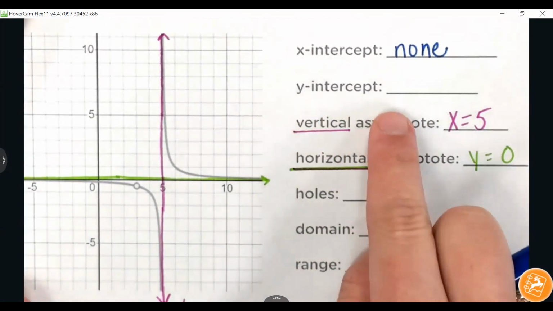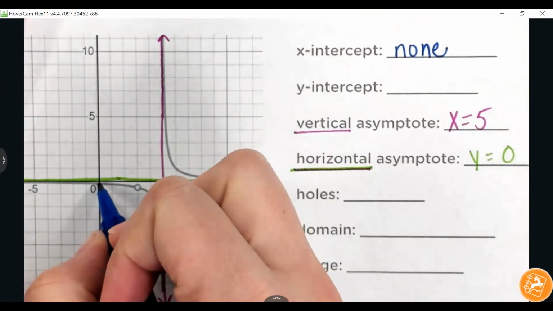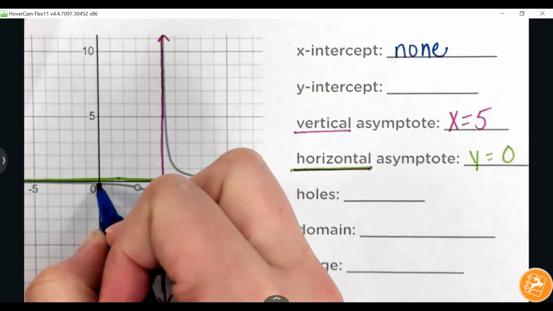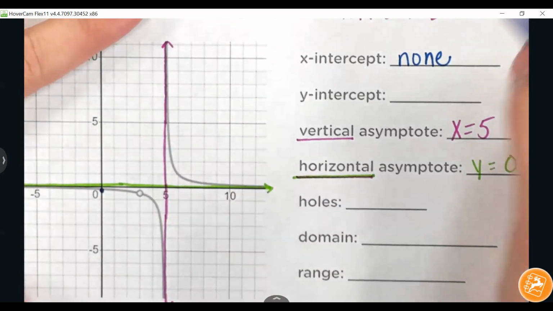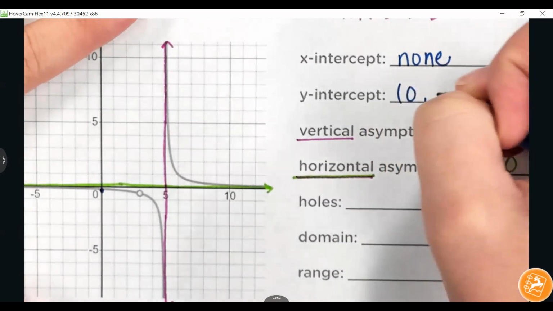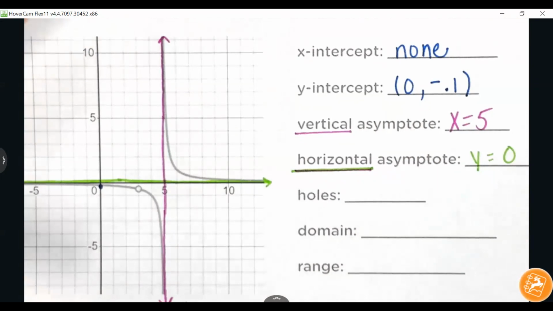My y-intercept touches my y-axis. Here's my y-axis right there. About what will that point be? Positive or negative? So about 0, negative 0.1. Negative 0.2 is fine as well, okay?